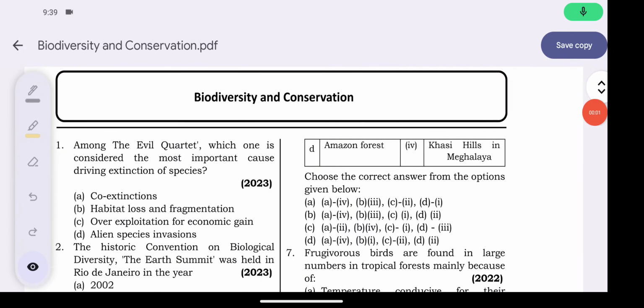Hello students, today I bring for you a new chapter, Biodiversity and Conservation. In this chapter we are going to solve a total of 42 questions which are coming in the previous NEET exam. So let's start the first question.